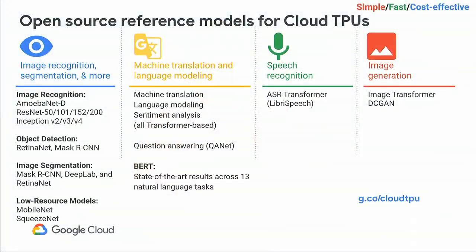So in order to help you get started quickly, Google provides many open source references for cloud TPUs. And with these open source references, you can solve many real life problems. For example, you can create image recognition algorithms, or machine translation, or speech recognition, or image generation, or many, many different things. All you have to do is bring your data, use the existing model to train them, and you're on a great start.